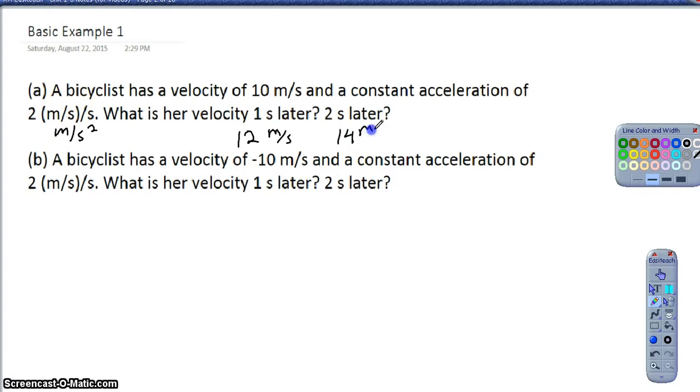So now we're moving 14 meters per second. Again, hopefully pretty straightforward, but don't lose sight of what acceleration actually means. Right? Acceleration is a change in velocity with respect to time.